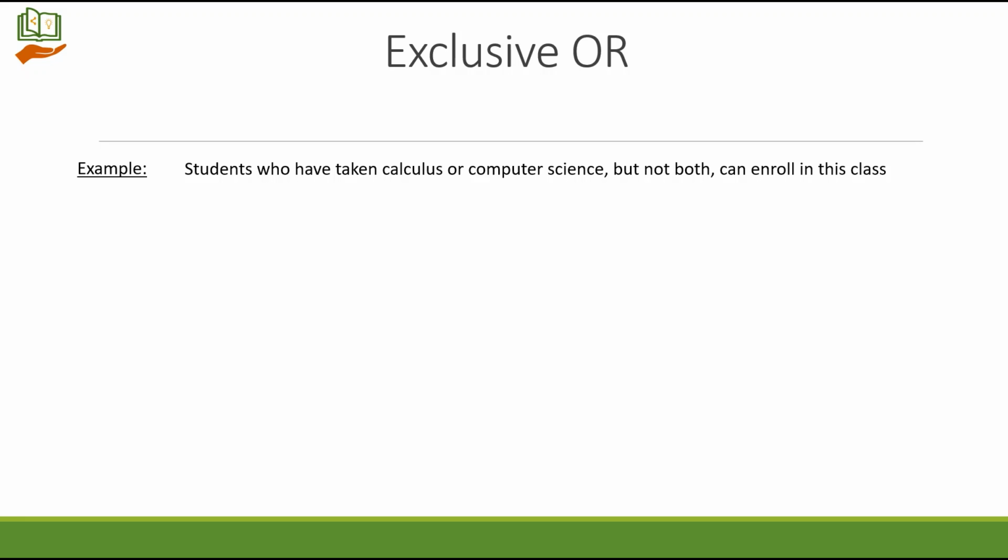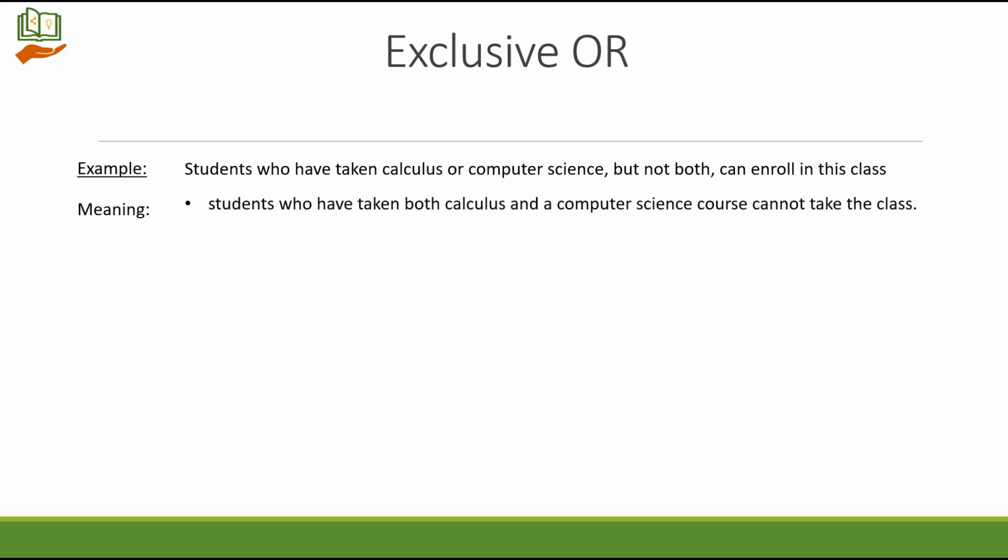Students who have taken calculus or computer science but not both can enroll in this class. It means at a time only P can be true or Q can be true, but the first row where both P and Q were true will not work for exclusive OR. That will give you false. This is exclusive OR. So from the example, let's see the meaning. Students who have taken both calculus and computer science courses cannot take the class. Only those who have taken exactly one of the two courses can take the class. They are trying to establish that when P is true and Q is true, the answer will be false.